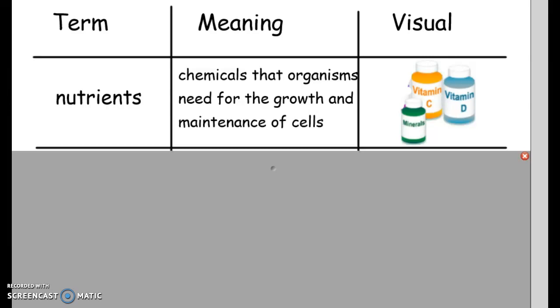Hey, fifth grade, we're moving on to section 2 of our new reader. And this is going to be the next chunk of vocab. I think it's also about 7 words. The first word is nutrients. Think of the word nutrition. These are chemicals that organisms need for the growth and maintenance of their cells.